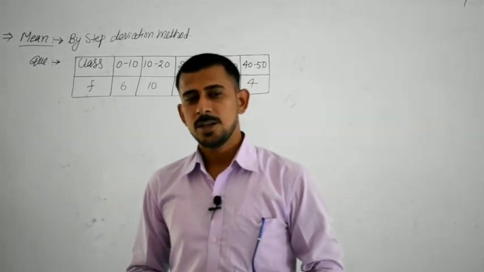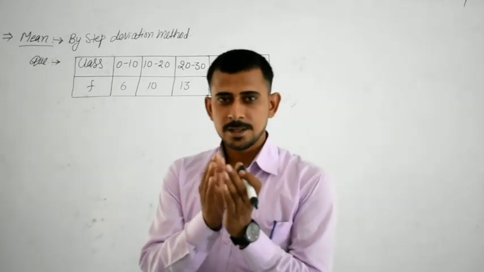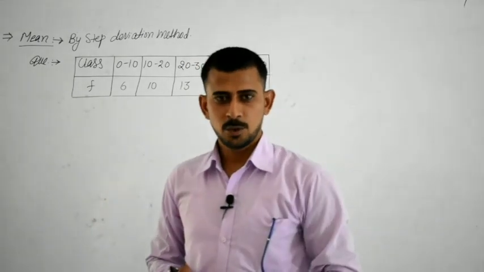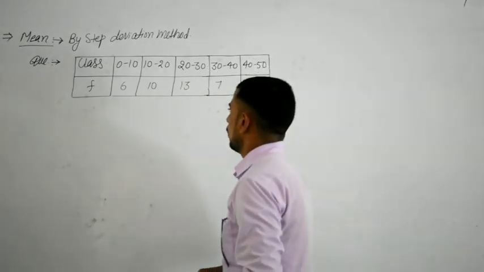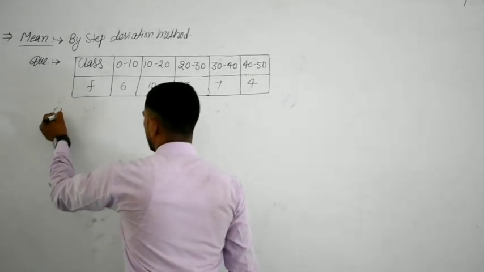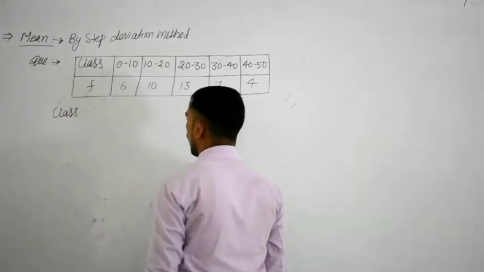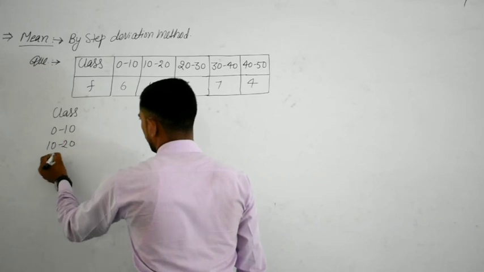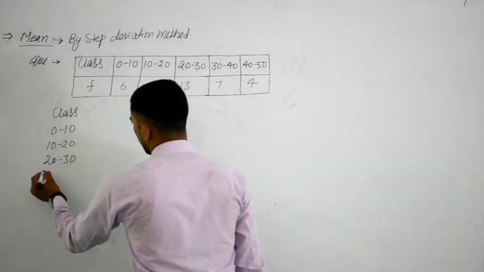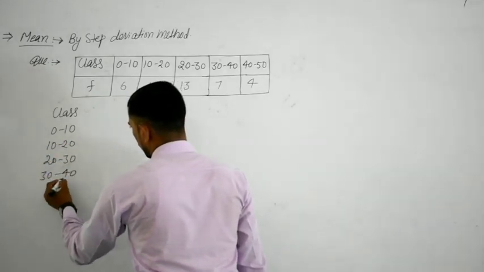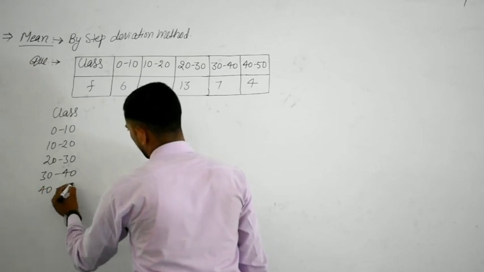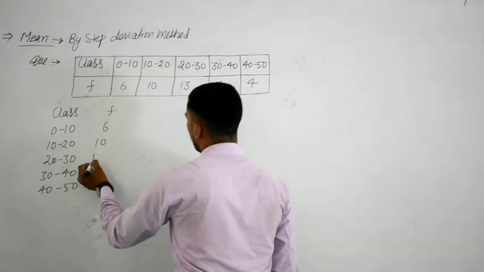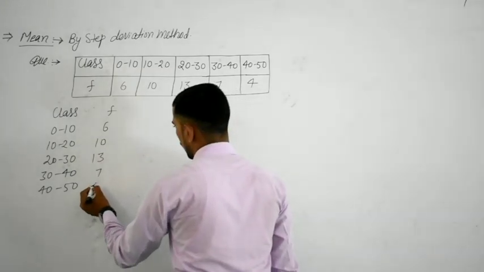Now the step deviation method. This method is like the assumed mean method, only one more step is included. First, make a frequency distribution table. Classes are 0 to 10, 10 to 20, 20 to 30, 30 to 40 and 40 to 50. Now the frequencies f are 6, 10, 13, 7 and 4.